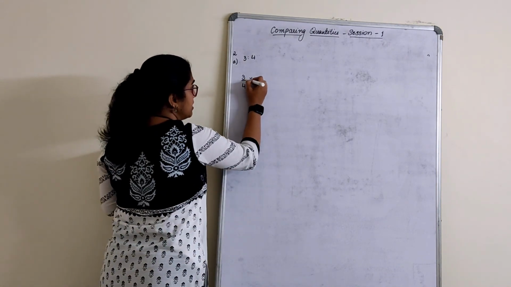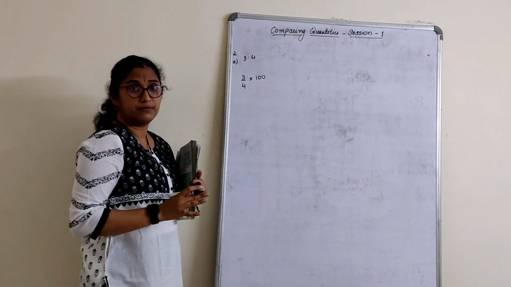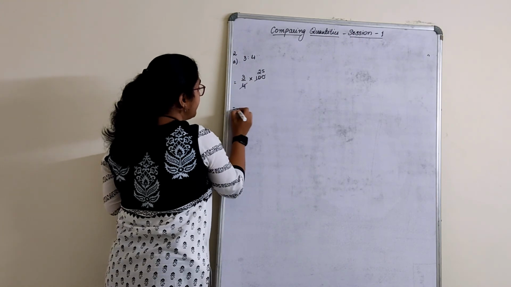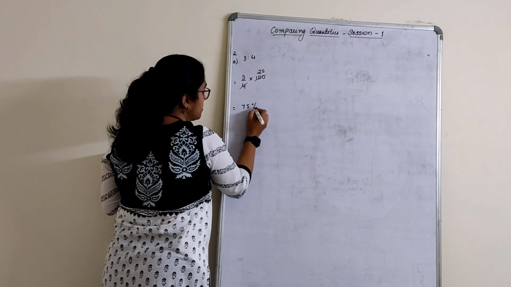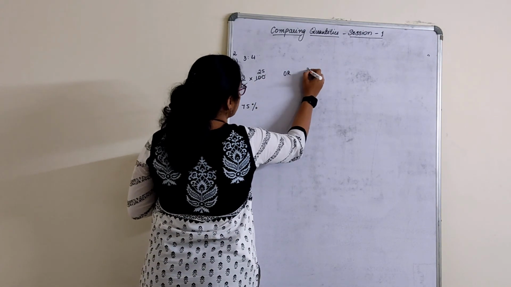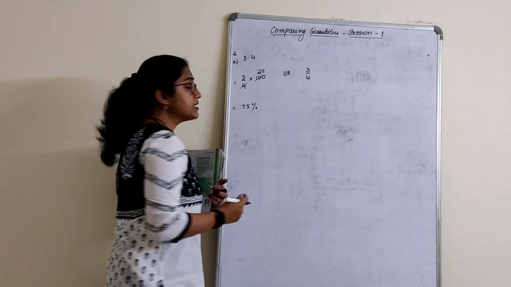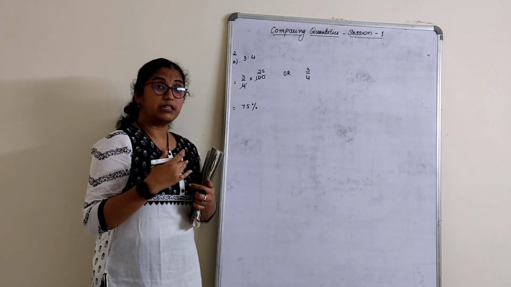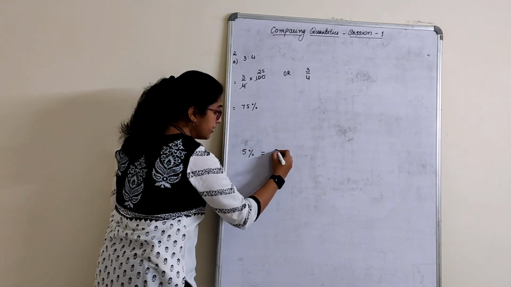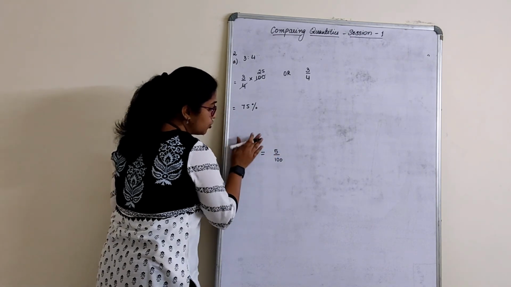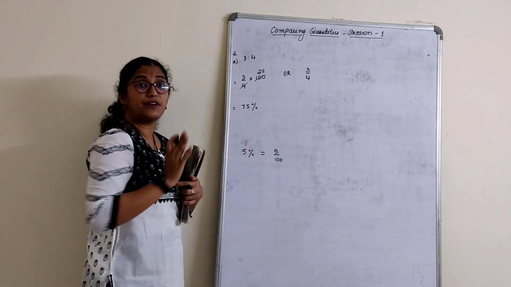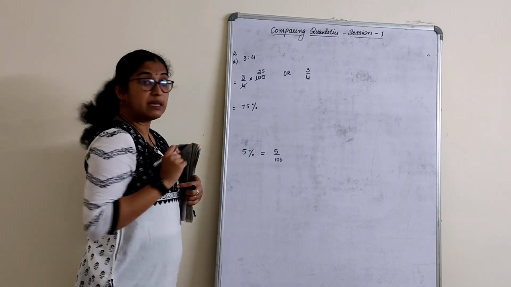One method is to directly multiply this by 100. 4 ones are 4, 25s are 100, 3 twenty-fives are 75%. We write like this. Or, 3 by 4 is there, right? Percentage is for every 100. For example, if I tell you 5%, how do you write it? 5 by 100. So if I give you 5 by 100, convert in terms of percentage, the answer directly is 5%.